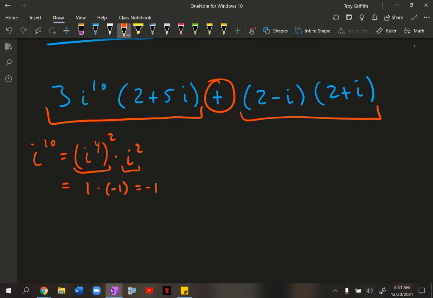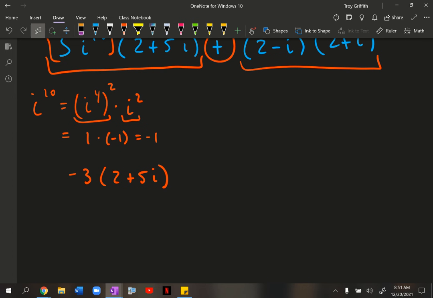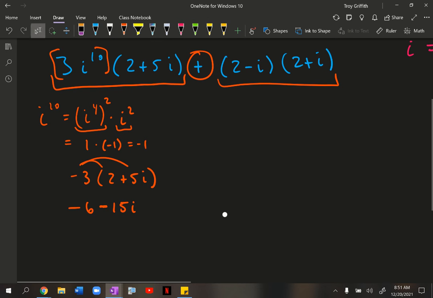So really what this becomes, this whole entire part at the beginning becomes a -3. It's 3 times -1. So this is really -3 times 2 plus 5i. And then what I can do from here is I can distribute this -3. So this gives me -6. -3 times +5 is -15. And then there's an i. Okay, so we have that. That's what we get for the first part. And I'm going to bring this plus sign down.